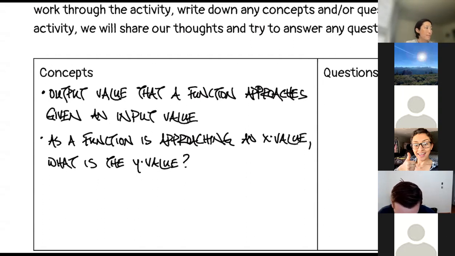Good, good, good. Okay, and so the key phrase here that we really want to think about is approaching. All right, we're getting really close to a certain point. It doesn't matter if we actually get there or not. It's just what happens when we get really close to that. Okay.